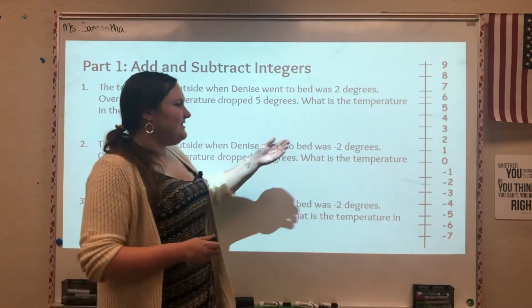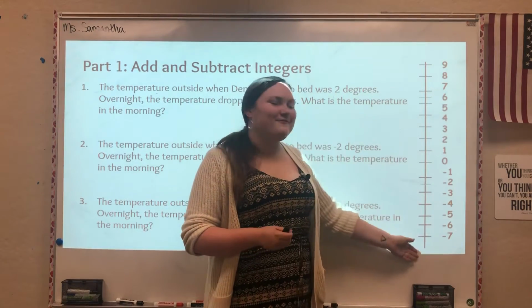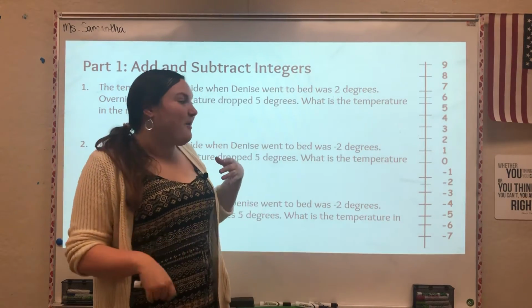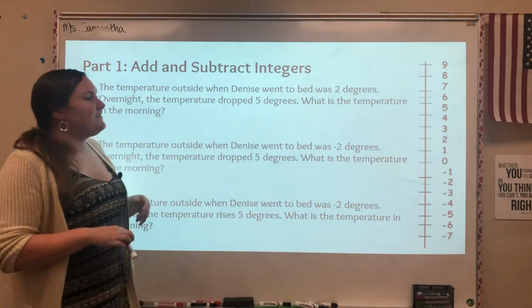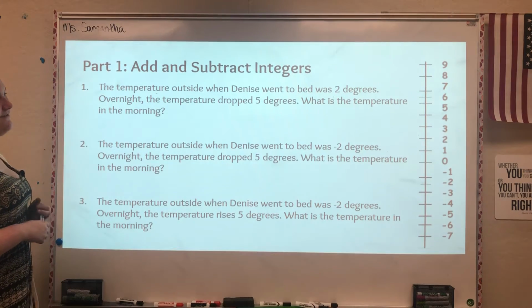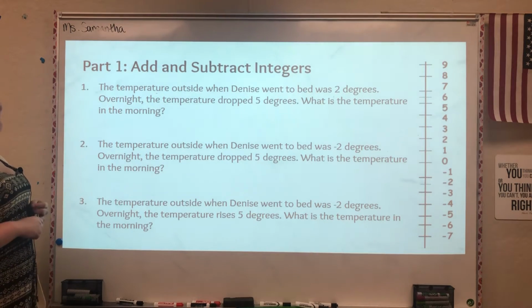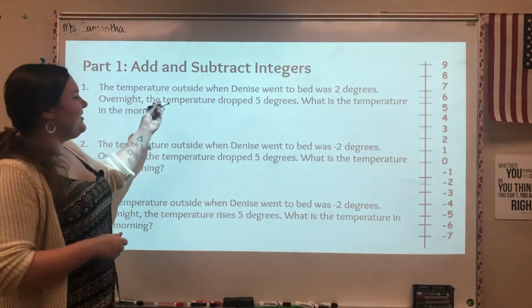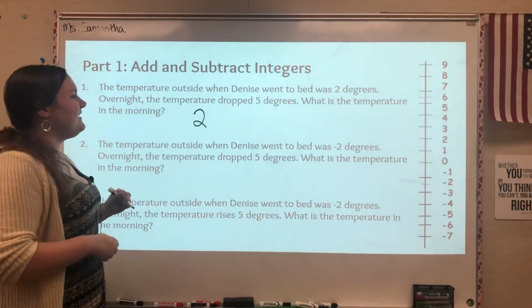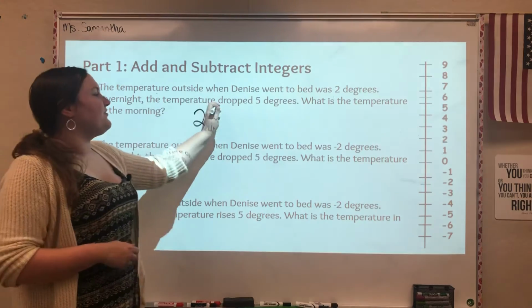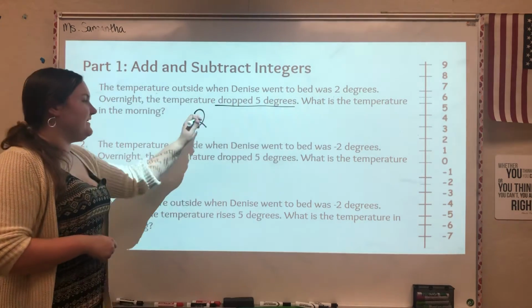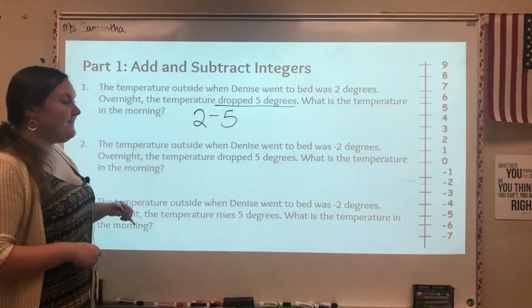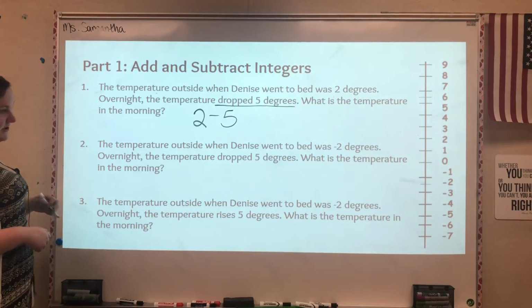I've also included this number line over here. I made it vertical so you can kind of think of it like a thermometer to help you figure out the answer for this. Well, what do you think? Well, we've got the temperature was 2 degrees, and it tells us the temperature dropped 5 degrees, which means it's going down 5 degrees. What was the temperature?